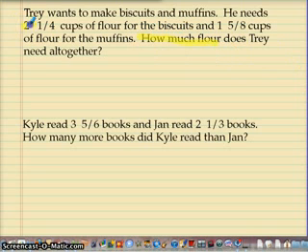He's got 2 1/4 cups of flour for the biscuits and 1 5/8 cups of flour for the muffins. A major word here would be all together. All together tells us that in this problem we're going to be adding. So we're going to take our fractions and list them vertically. We have 2 1/4 plus 1 5/8.